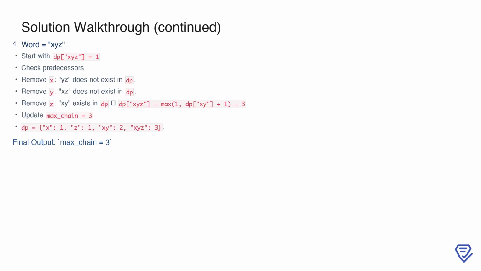This allows us to extend the chain ending at xy, so we update dp[xyz] to 3. With no further updates, we adjust max_chain to 3. The final dp dictionary is x: 1, z: 1, xy: 2, xyz: 3. The longest chain length for this example is 3.